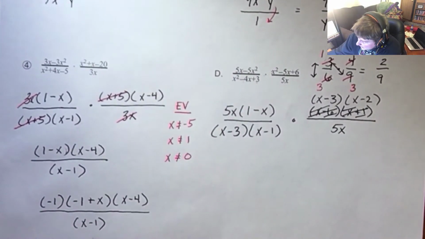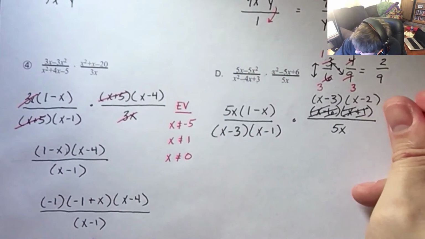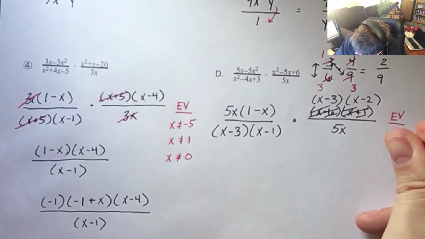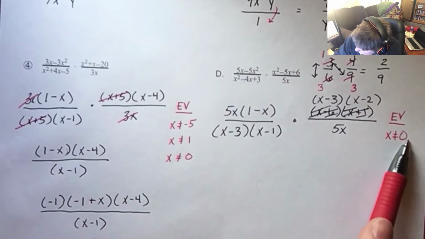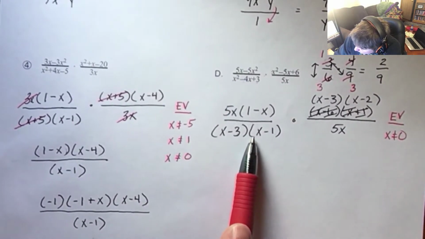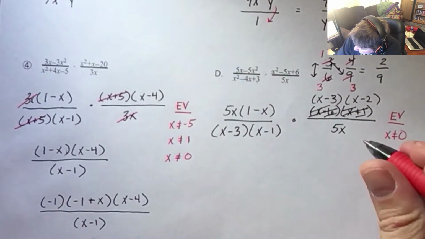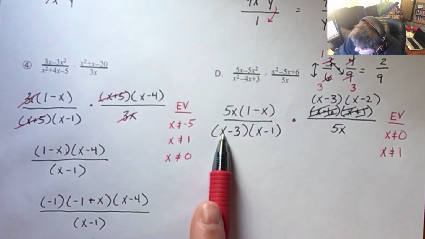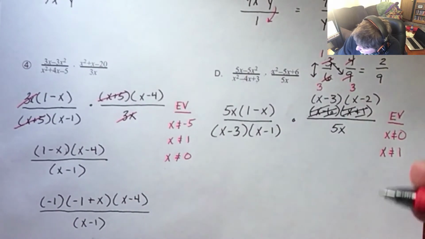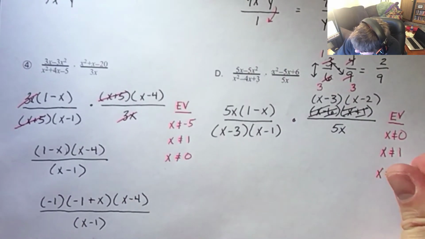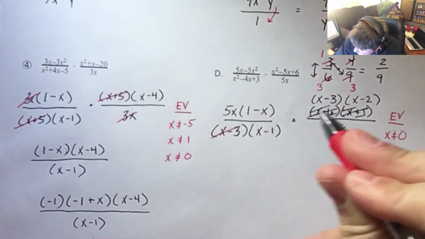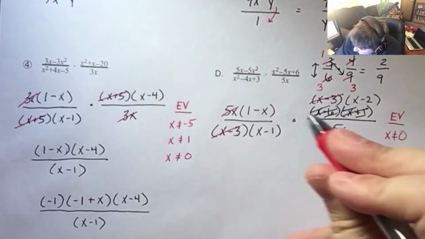Okay, let's find the excluded values quick, just for practice. X cannot equal 0 because 5 times 0 would give me 0. X can't equal 1 because 1 minus 1 is 0. And then x can't be 3 because 3 minus 3 would be 0 also. Okay, let's do some canceling. I have a factor of x minus 3 and x minus 3 and 5x and 5x.